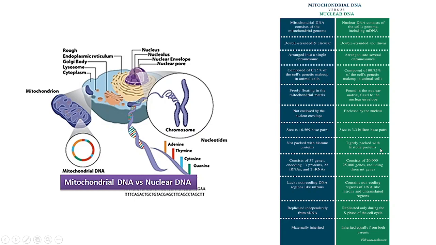Histone proteins are basic proteins which help in the formation of chromosomes, but mitochondrial DNA is not associated with any kind of histone proteins. Then, some factual data: nuclear DNA might contain 20,000 to 25,000 genes, including 3 mitochondrial genes, while the mitochondrial genome has 37 genes encoding 13 proteins, 22 transfer RNAs, and 2 ribosomal RNAs.